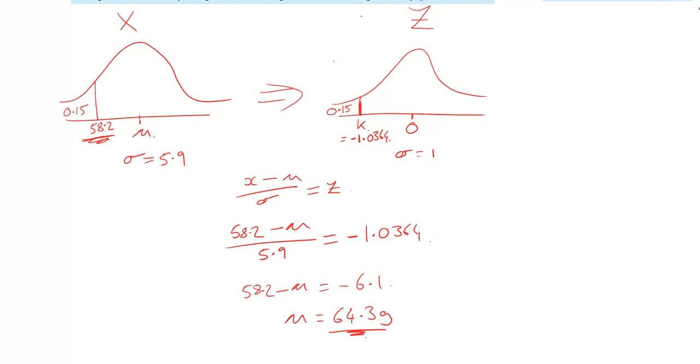So in summary, what did we do? We thought about this in terms of a standard normal. We did an inverse normal to find the equivalent quantile. Then we used the standardized normal conversion formula to work out what the mean was.